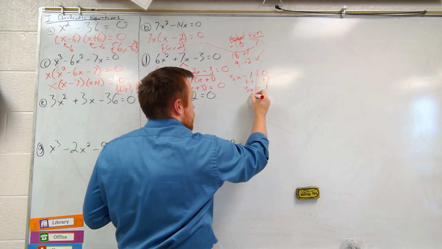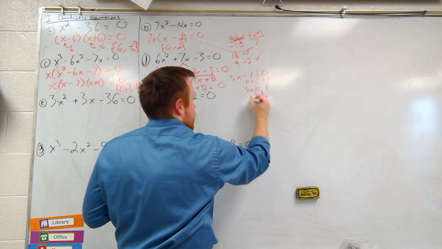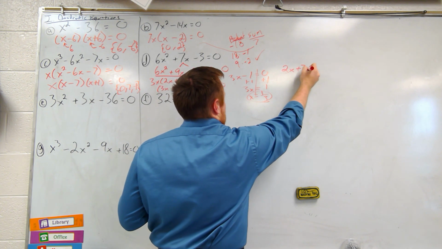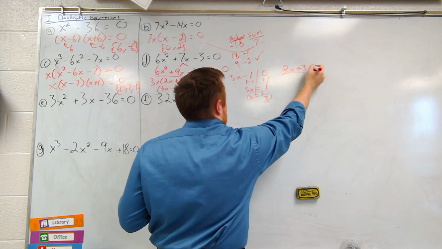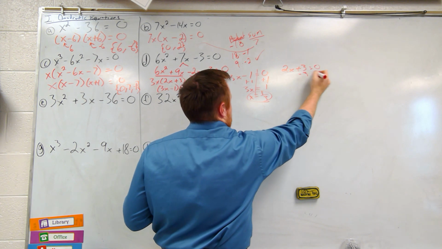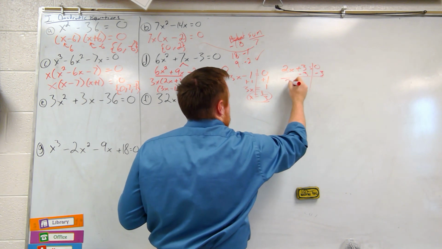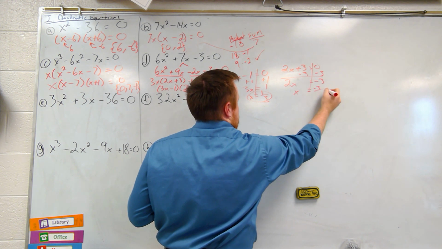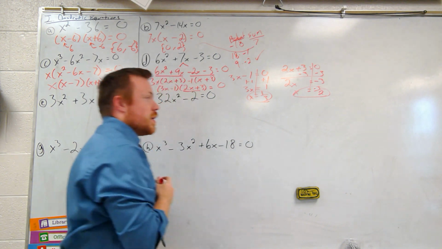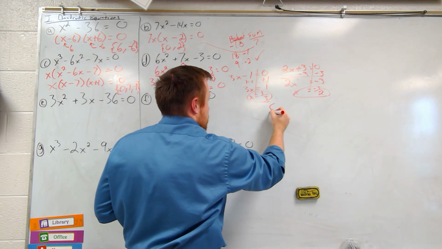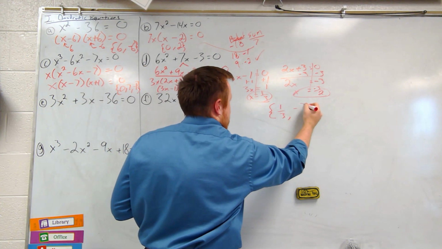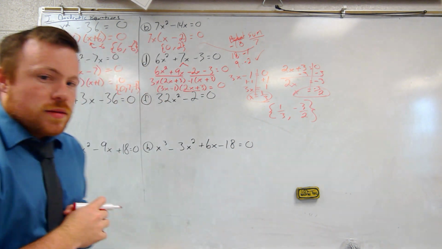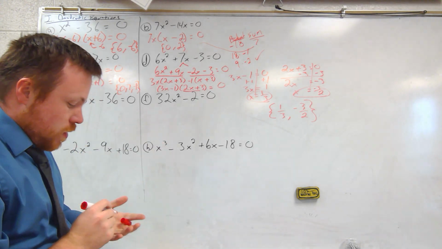3x equals 1, so x equals 1/3. That's one solution, but I also have to set the second factor. And so I end up with my two factors. My solution set for this one then becomes 1/3 and -3/2.